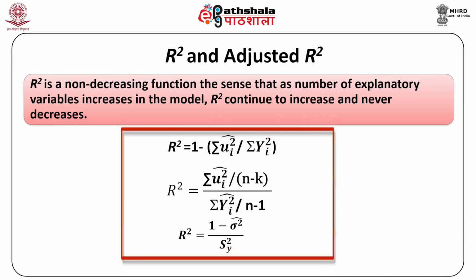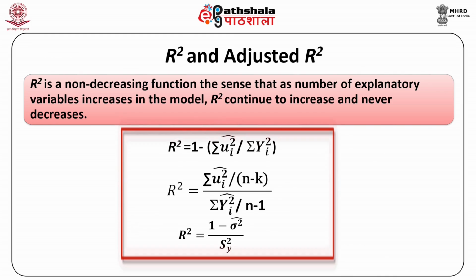R bar squared is equal to 1 minus sigma mu hat squared i divided by n minus k, the whole divided by sigma y squared i divided by n minus 1. R bar squared is the adjusted R squared, adjusted for degrees of freedom associated with the sum of squares. Here k is the number of parameters in the model including the intercept. It can be negative unlike R squared, which takes only positive values. In case it is negative, we consider its value as 0.